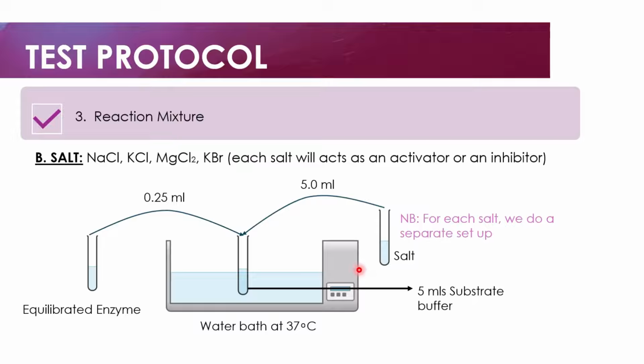Also, to check for the effect of activators or inhibitors on the reaction mixture, we add 5 mL of salt to the reaction mixture and then subject it to the iodine starch test. What we have to note is that we have 4 different salts here, so for each salt, we do a separate setup. For sodium hydroxide, you have a setup. For potassium chloride, we also have a different setup. For magnesium chloride, we will have a different setup. And for potassium bromide, we also have a different setup.